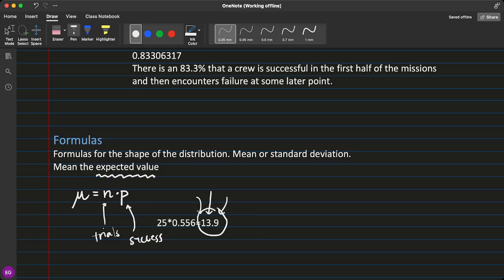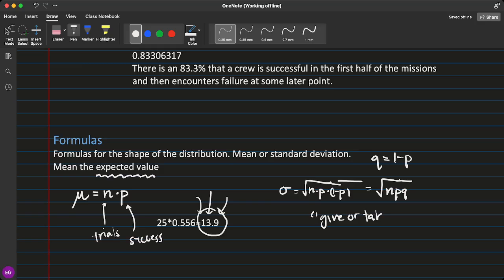Okay, and we also have a formula for the standard deviation, which is the square root of n times p, the probability of success, times 1 minus p, which is the probability of failure. And the way I prefer to write that is npq. Q is the probability of failure. Q, I said earlier, is 1 minus p. So this is the give or take. Because not everybody is going to have 13.9 successes. It's going to be give or take a particular amount, right? There's going to be some variance.